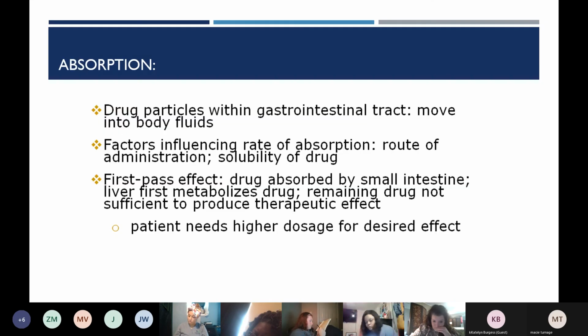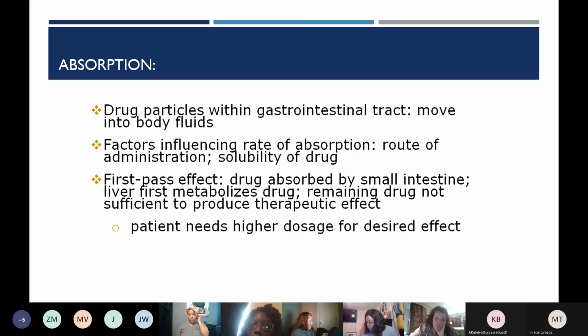All right. So this is just going into those same things that we just talked about a little bit more in depth. So absorption: drug particles within the GI tract move into the body fluids. Factors influencing the rate of absorption would be the route and the solubility, which we've already discussed. The first pass effect is when the drug is absorbed by the small intestine, the liver first metabolizes the drug, and the remaining drug is not sufficient to produce therapeutic effects. So there are some drugs that are known to have the first pass effect.